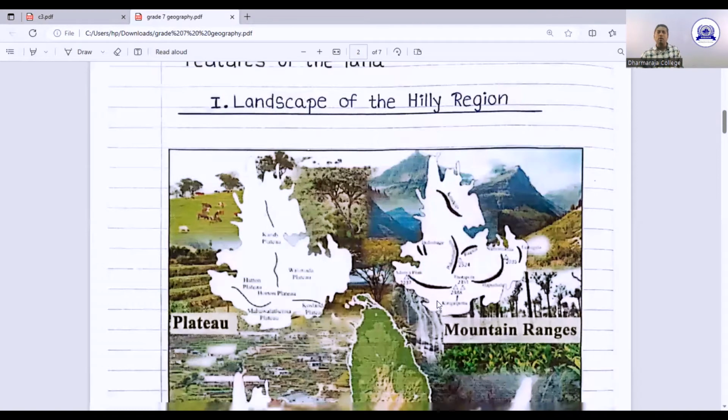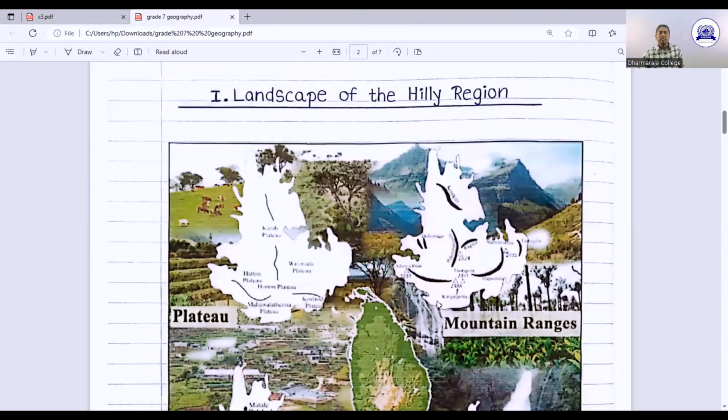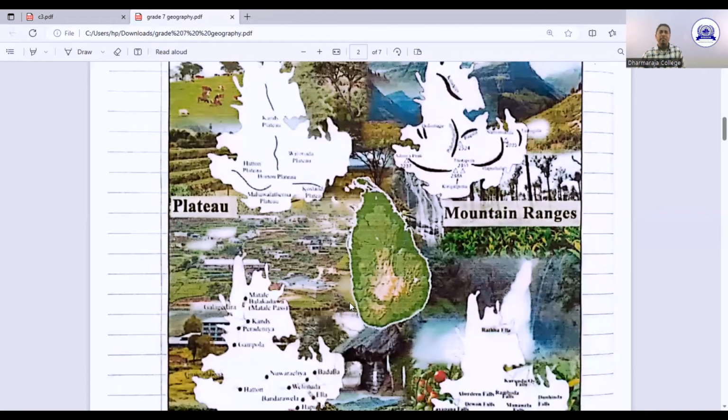Hilly means with mountain areas. The hilly region is formed with two parts. The central hills, Kandy, Nuwara Eliya, Matale, the central hills, plus the Sabaragamuwa hills, Ratnapura part, Sabaragamuwa hills. Then that is called, my dear, the hilly region, hilly area. Right. So you can see different landscape there.